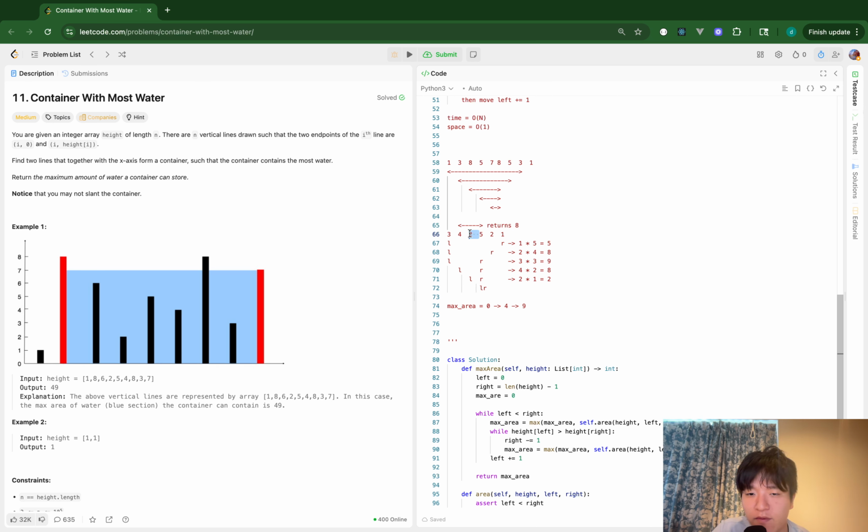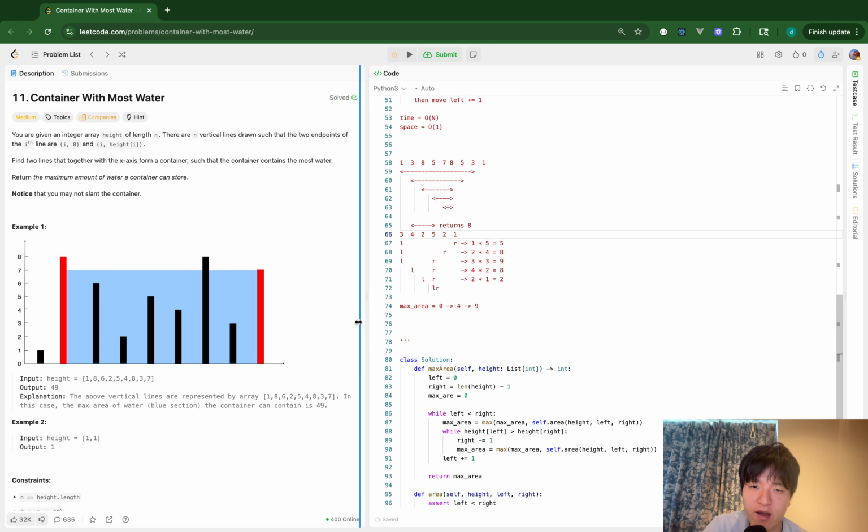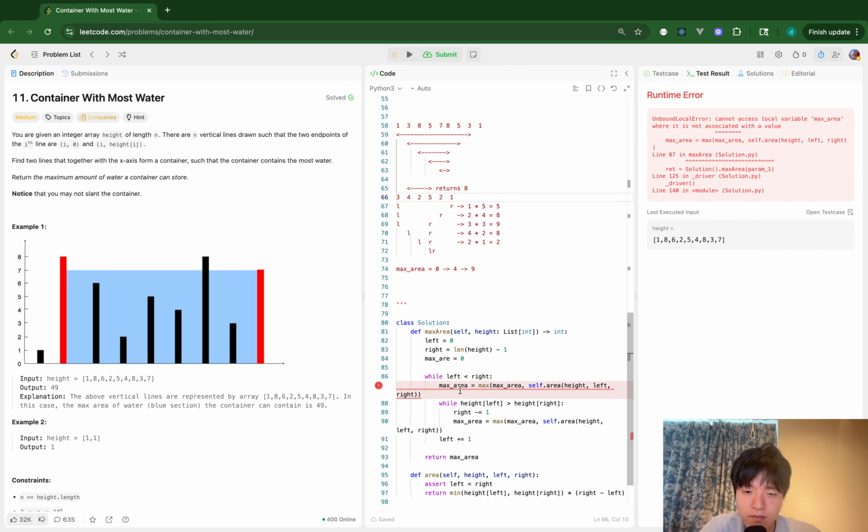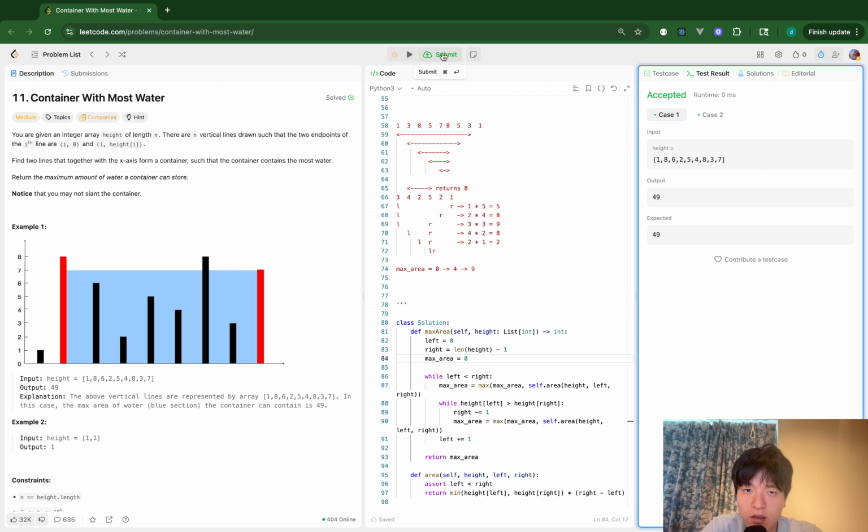Okay, so probably this is correct. And now I'm pretty sure my logic is fine. So let me execute my code. Should be area. Good, I submit my code.